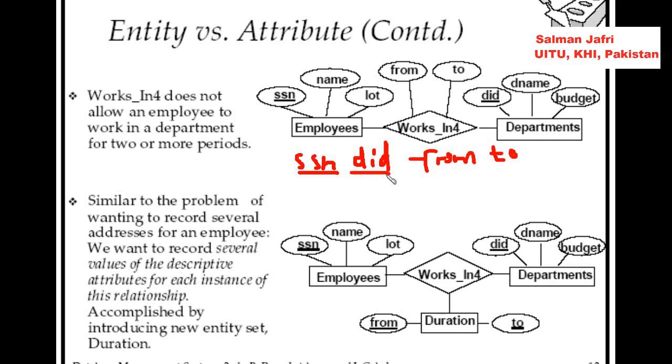Now SSN and DID are both underlined, right? Both being underlined means that for each row the combination of these two should be unique, or these two are used as primary key fields in the Works_In_4 relationship. Let's say employee number 10 works in department number 20 from duration A to duration P.